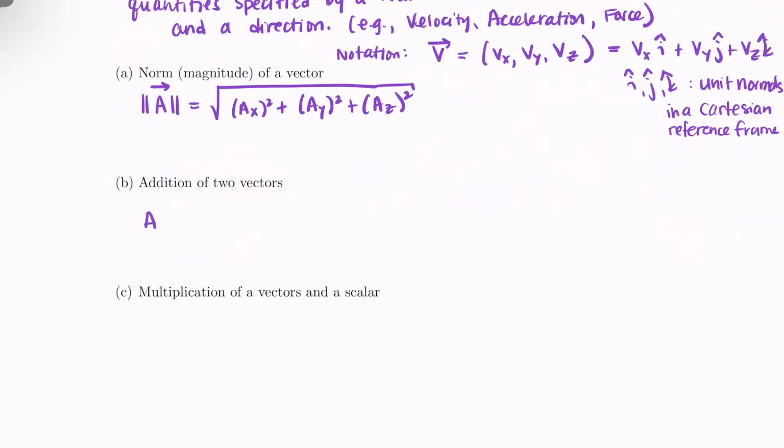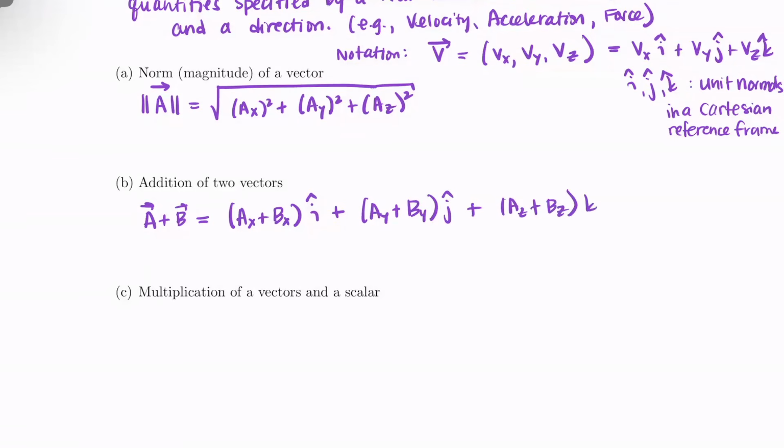We will also be interested in adding two vectors. So if I have a vector A and B and I want to add them together, I'm just going to add together the scalar components in each direction. All right, so that looks like Ax plus Bx times i hat plus Ay plus By j hat plus Az plus Bz k hat.